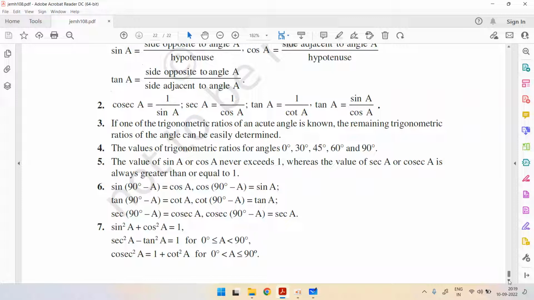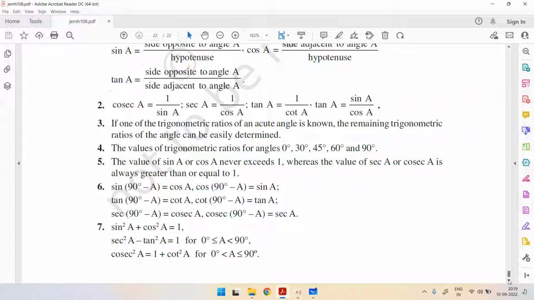Fifth, the value of sine A and cos A never exceeds 1. You have seen that sine A and cos A remain between 0 and 1, whereas secant and cosecant A will always be greater than or equal to 1, because they are inverses of sine and cos. The minimum value is 1, and 1 by 0 is undefined, so this will lie between 1 and infinity.